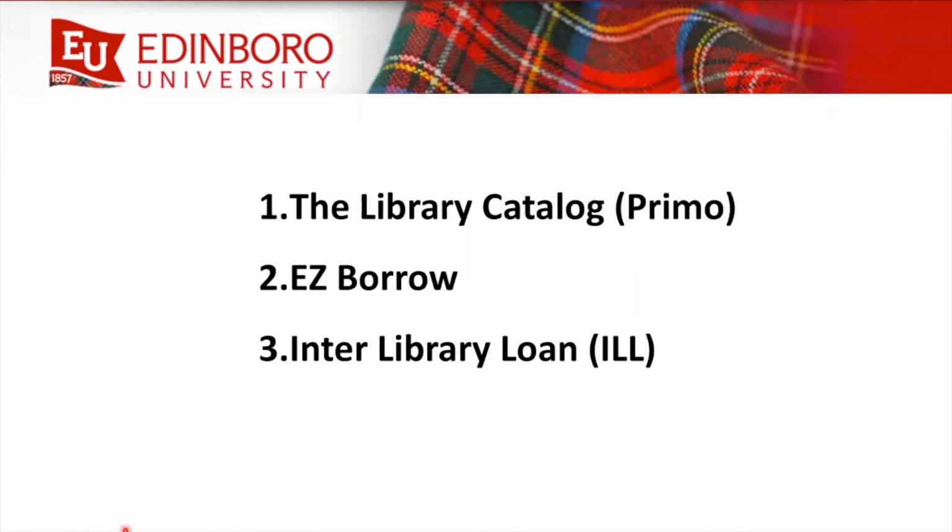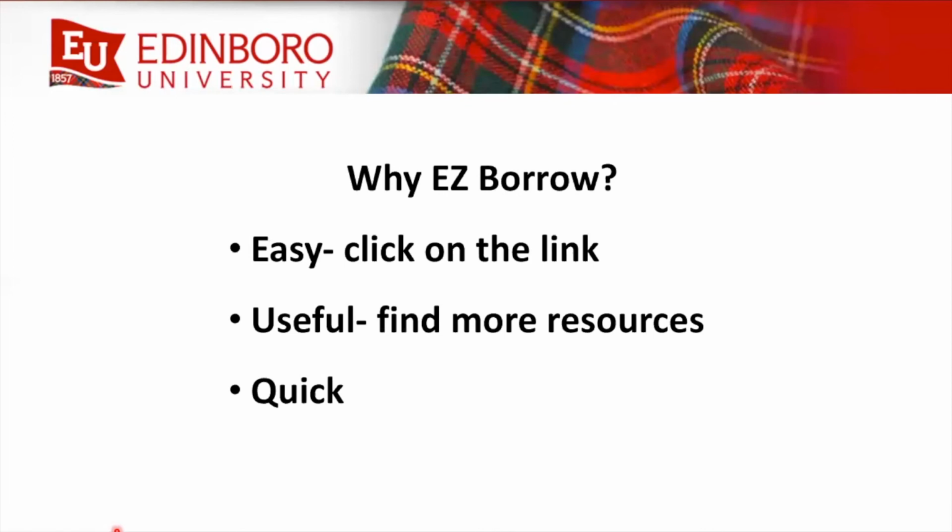So just to recap, there are three primary ways that you can get materials through our library system. The first would be the library catalog, meaning we have it either on the shelf or available as an ebook through our system. If it's not available in our system directly, you can get materials through EasyBorrow. If for some reason you can't find the material in EasyBorrow, then we have the interlibrary loan system. So why use EasyBorrow? Well, because it's easy.